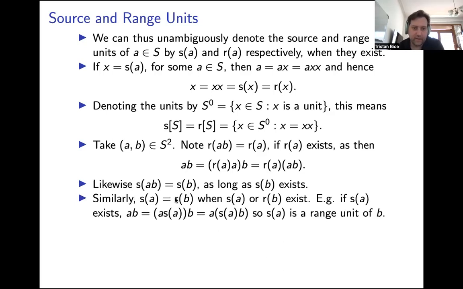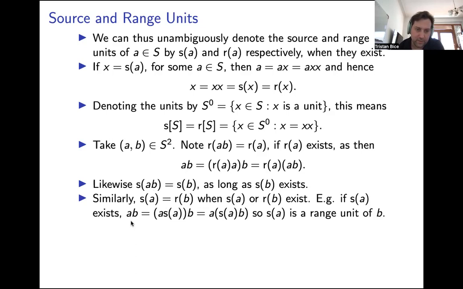Okay, and in a similar manner, you can show that when, let's see, when SA or B, yeah, I mean, we're still looking at this product AB. We're assuming still on this line, which I should have probably made explicit, that AB is defined. And if AB is defined, and either the source of A or the range of B is well defined, then in fact they have to be, then the other is well defined and it's equal to the other one, right?